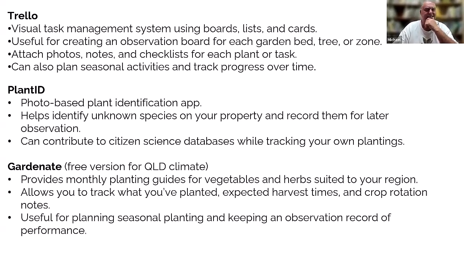Okay, so Trello is a nice, interesting one. It's a visual task management system using boards, lists, and cards. It's an online thing. You can have it on your phone, and you can just put it all in. It's useful for creating an observation board for each garden bed, tree, and zone. So you can create a new board and upload everything and make some notes on it, and it goes up into the cloud sort of thing, so it's easy to have access to.